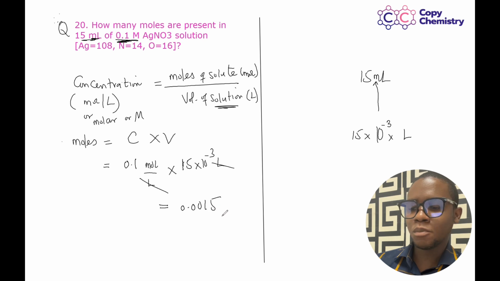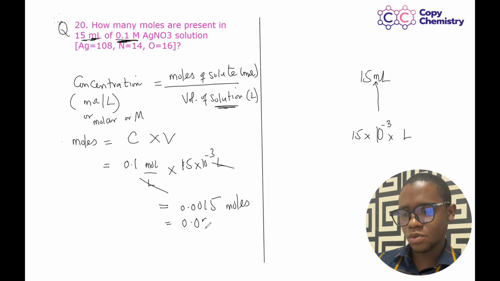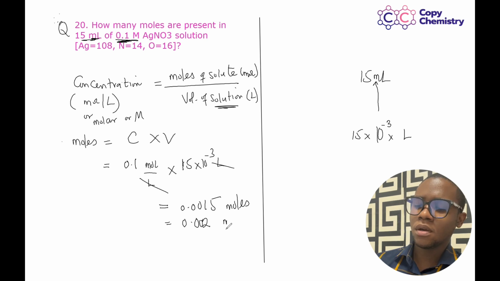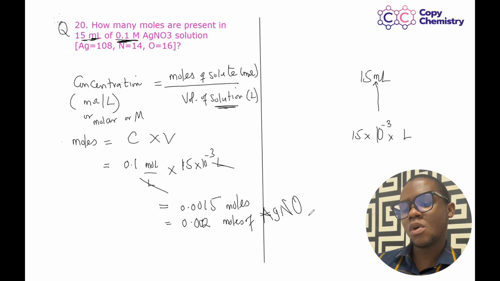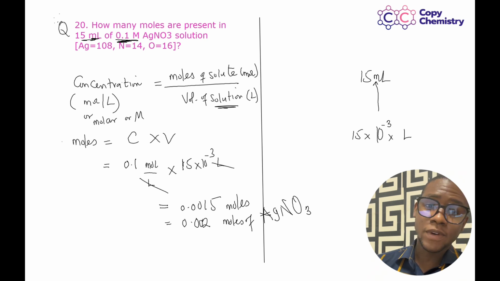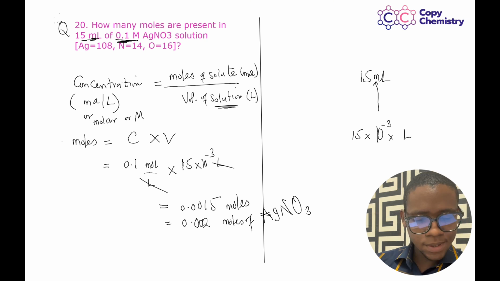You should get 0.0015 moles of AgNO3. So that's how to do it. It's just a simple multiplication, but you have to convert at some point. Yes, so that is this.